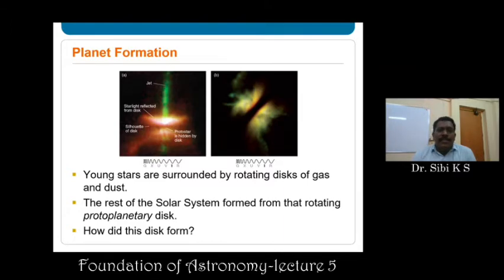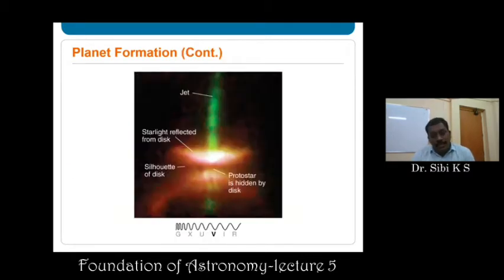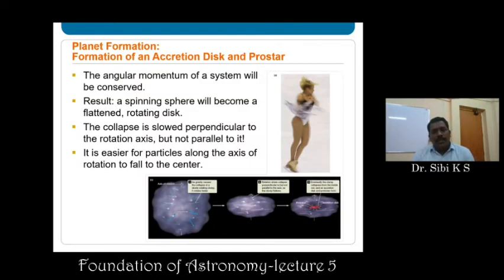Now the young stars are surrounded by a rotating disk of gas and dust. Why so? The rest of the solar system is actually formed from this rotating protoplanetary disk. So let us discuss the disk. You can see the disk formation in this figure. So how is this disk, or the accretion disk, formed?